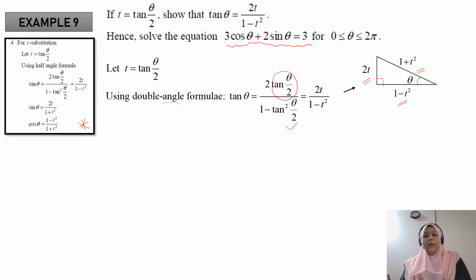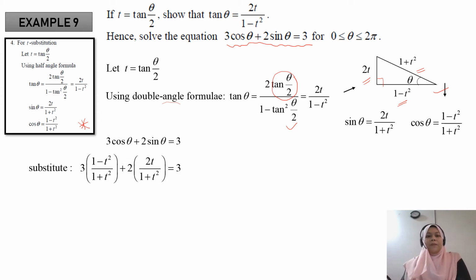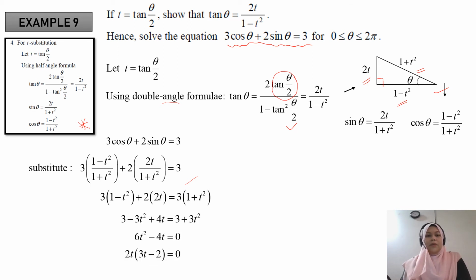So when we have a complete right angle triangle here, we can always find its sin theta and also cos theta. Why do we need to find sin theta and cos theta in terms of t? Because we are going to use them to solve the equation that the question asks you to solve just now: 3 cos theta plus 2 sin theta equals 3, by substituting the values of cos theta and sin theta in terms of t, like this. And you can get a quadratic function in terms of t. Then you will solve the t values to get 0 and 2 over 3. But the question doesn't want you to find t.